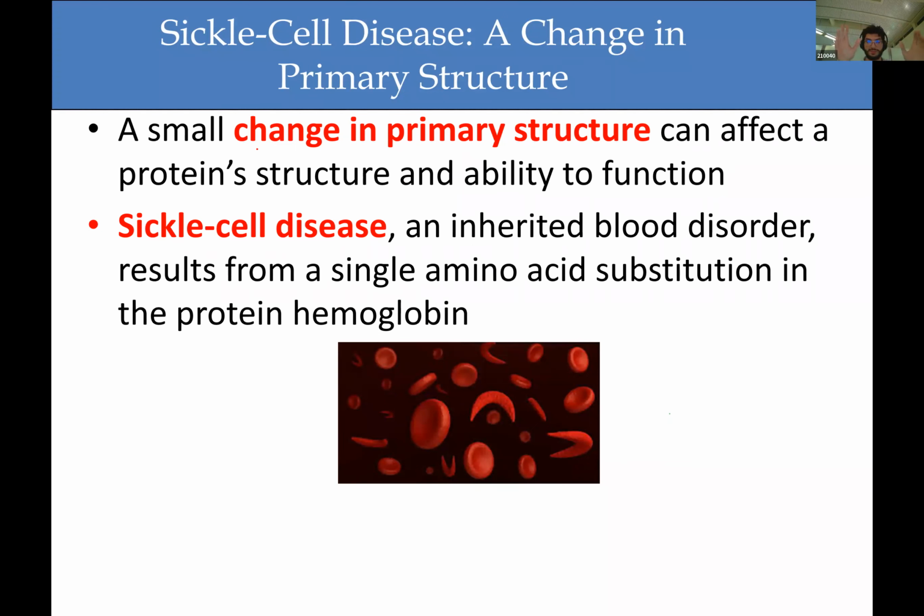So again, you don't need to know the symptoms or the clinical features or how it looked. That doesn't matter. What you need to know is what happens on the level of the protein. That's it. So a small change in the primary structure can affect the protein structure. So we discussed this. In sickle cell disease, there's a point mutation. One of the amino acids gets swapped out for another amino acid. Now, if you remember earlier, we said in cystic fibrosis, the whole amino acid is removed. This one, they're just swapped.